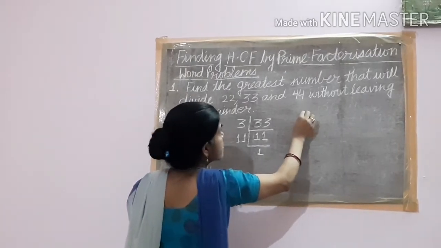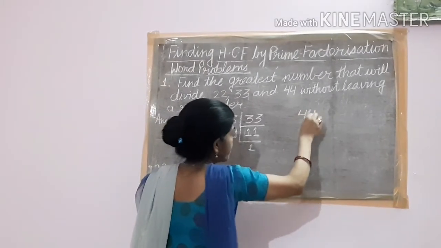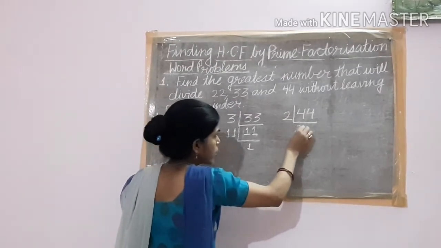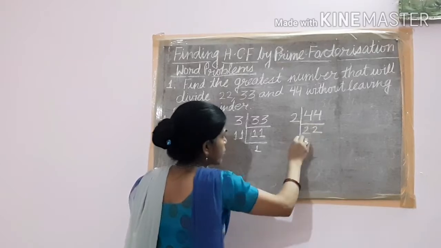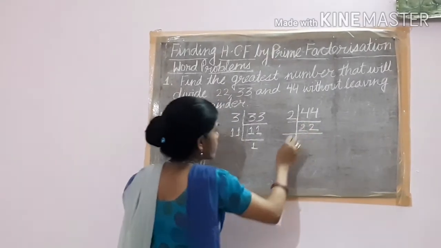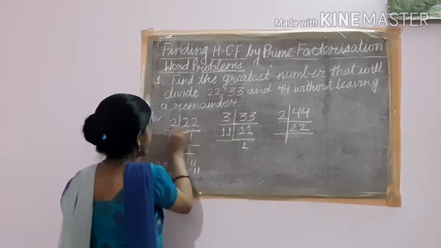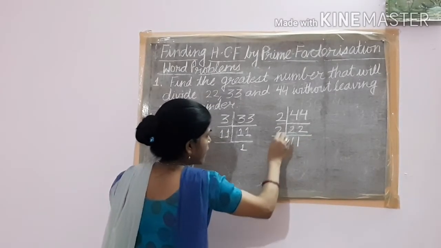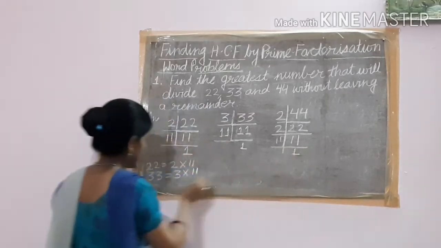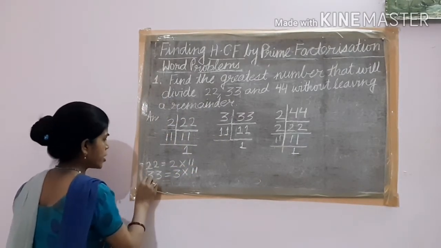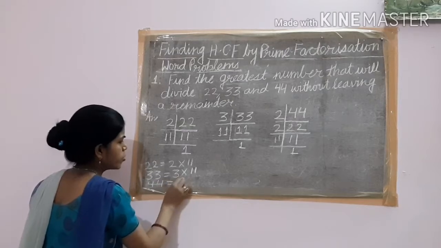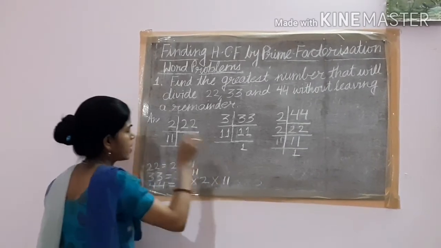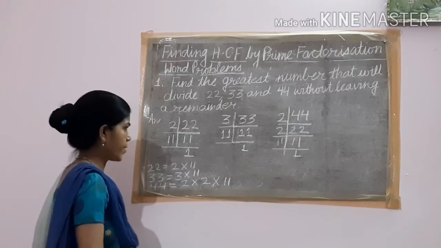Next number is 44. Divide it by using the prime divisors. 2 twos are 4, 2 twos are 4. Now 2 ones are 2, 11 ones are 11. So 44 is 2 multiplied by 2 multiplied by 11. Find out the common factors.